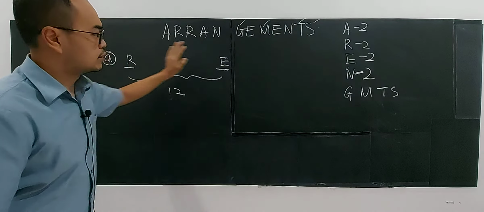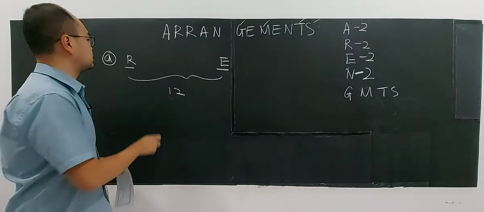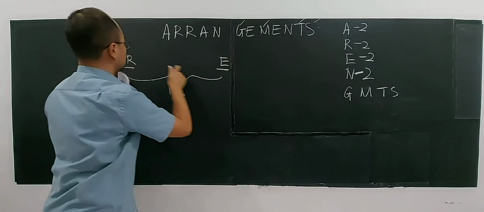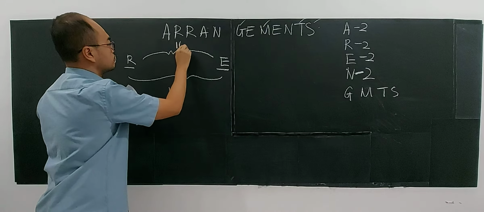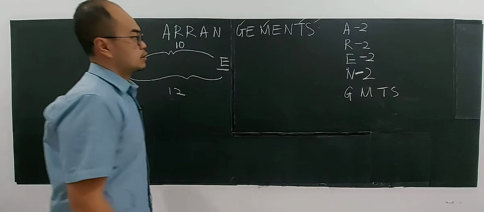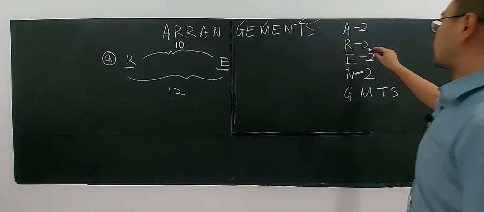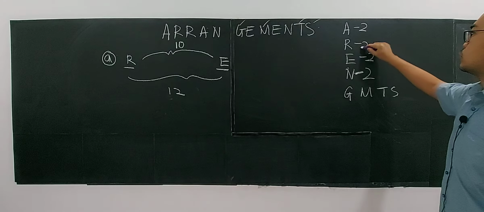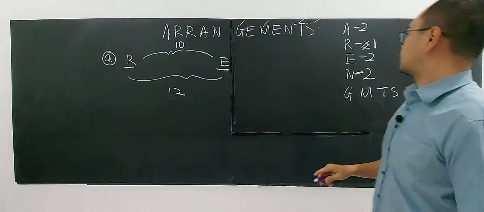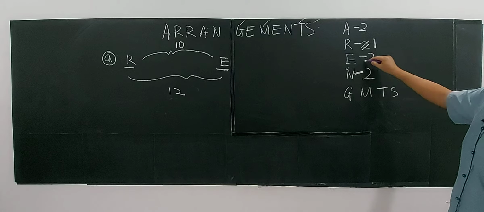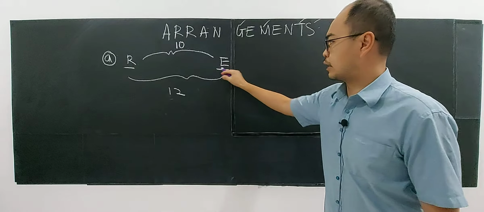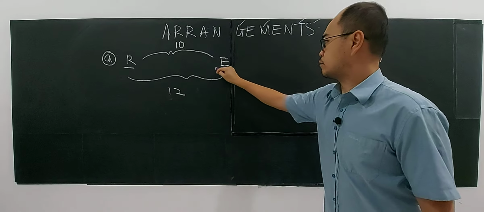Mesti mula dengan R dan E. Wajib, compulsory. So you still have how many letters? Total you have 12 letters. In the middle here, you still have 10 letters. It means the R has been chosen, 1 R is put here, and E is already chosen, 1 E is fixed in the last location here.